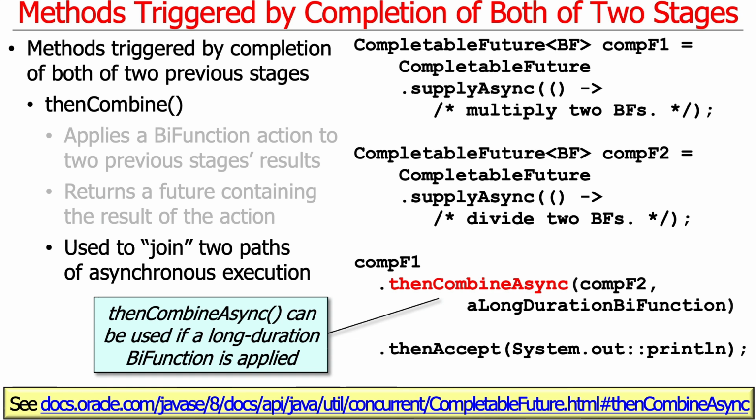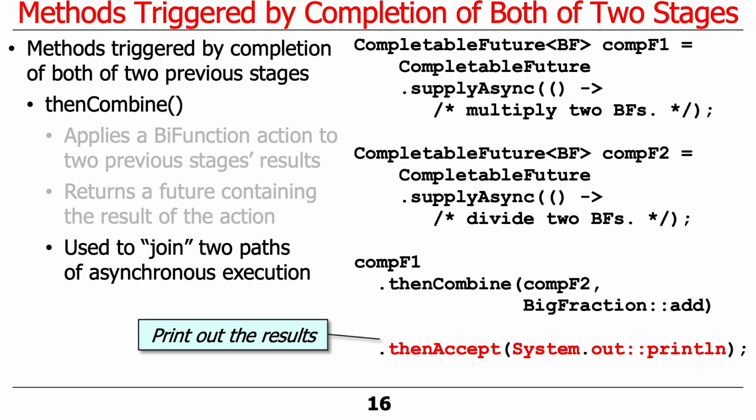Now, if you have a long duration operation, where you're doing something more than adding, like computing some kind of regression analysis or whatever you might do on the results of multiplying and dividing two big fractions, then you can use thenCombineAsync. thenCombineAsync will run this long duration BiFunction parameter in some other thread in whatever fork join pool or pool of threads you've got, for example, the common fork join pool.